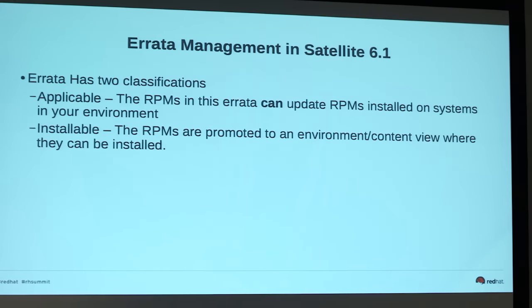The first classification for Errata is called applicable. If a system is known to my Satellite, I can tell you exactly what you need. It doesn't matter what channel you're subscribed to, what content view, or what repository you're using. As long as you're registered, we know what you need. The next is the installable classification, which means you actually have access to a repository where those RPMs are and you can actually install them.